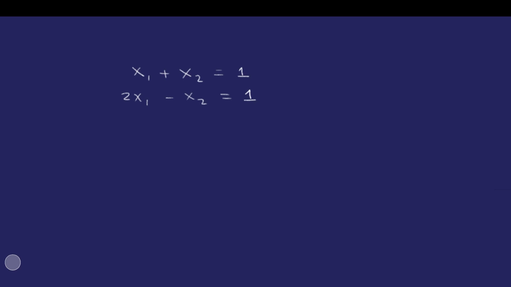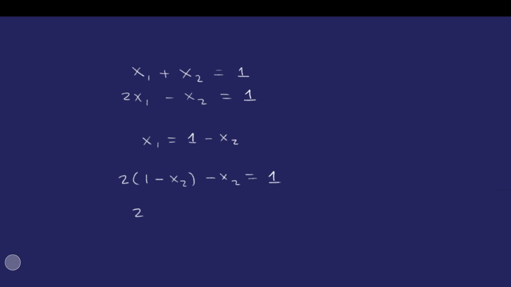Well, the first thing I'd want to do is solve for either x1 or x2 in the first equation given. You can get that x1 would equal 1 minus x2. Perfect. Exactly. And then we can substitute what we've just found into the second equation. Correct. So we multiply all of that by 2. Very good. So 2 times 1 minus x2, minus x2 is equal to 1.